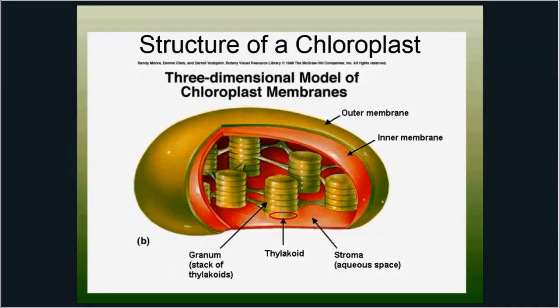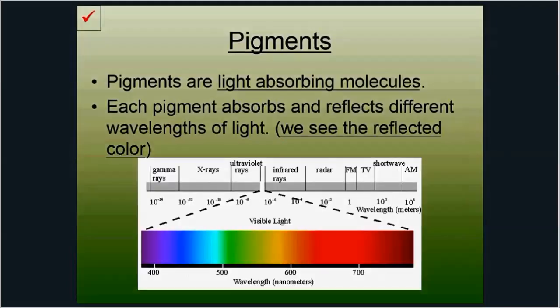The thylakoids right here are these stacks of coin-shaped membranes. The granum is the entire stack here. That's the granum. Inside of the granum is your lumen, and outside of those thylakoid membranes, that is your stroma.